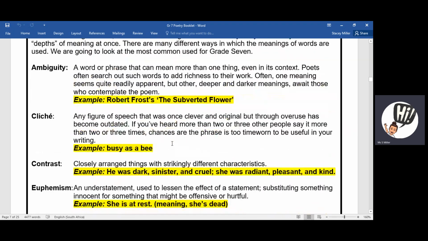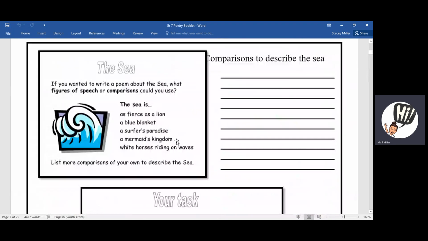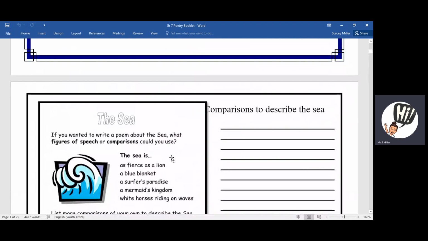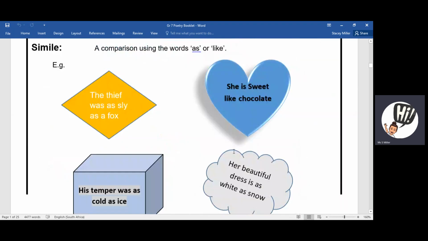If we go back and look at The Ocean, it was a perfect example of it. Run on lines. The sea is, there's no stopping, it means keep going. As fierce as a lion. The sea is a blue blanket. You just keep going. Okay, enjambment means don't stop at the end of the line, keep going.